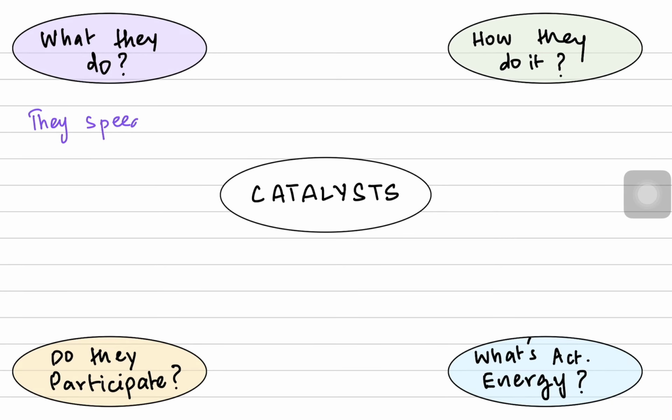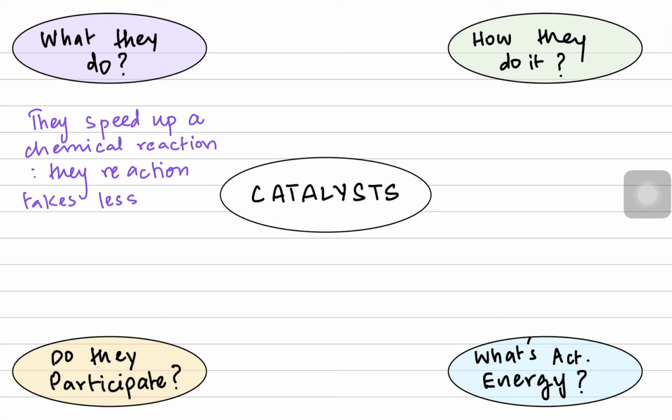So catalysts, they speed up a chemical reaction. When they speed up a chemical reaction, remember, they are not increasing the product. They just make sure that the reaction takes less time. So the same amount of product will be made, but the reaction takes less time now.